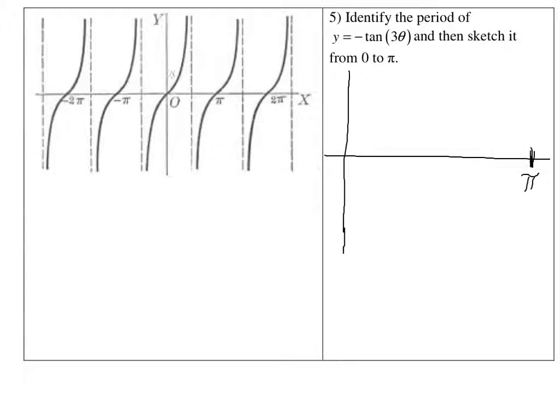Now, if you look at tangent, do you understand your asymptote normally for tangent is at pi over 2? You might want to write that down. And the next one is going to be at 3 pi over 2.